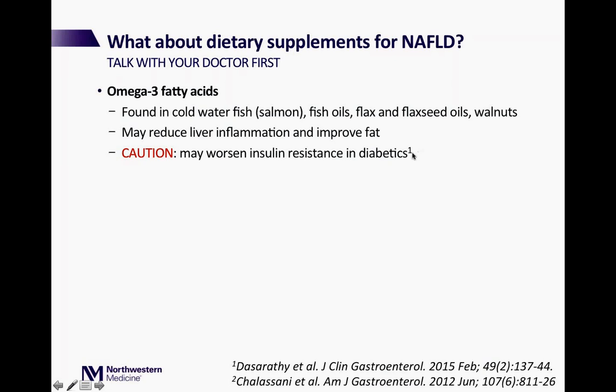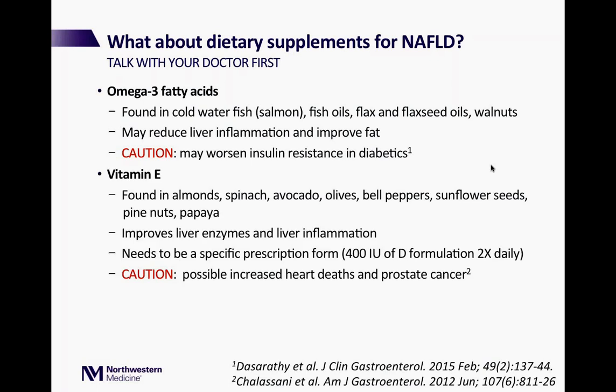The important caution here is that there is one study that came out in a high quality journal within the last year that showed in people who have diabetes, which is a significant proportion of people who have NAFLD, it can actually worsen the insulin resistance. So really larger studies need to be done to see whether or not omega-3 fatty acid supplementation, in addition to what's in your normal diet, is actually safe and beneficial for use in NAFLD. So I encourage you to eat these types of foods. That's really part of that Mediterranean diet that we talked about. But whether or not taking omega-3 fatty acids on top of a healthy diet is going to have any benefit is really unknown. And if you have diabetes, I probably would consider talking to your physician about steering away from any omega-3 supplements.